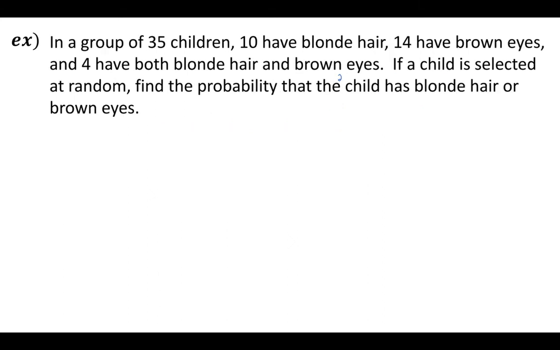All right, next one. In a group of 35 children, 10 have blonde hair, 14 have brown eyes, 4 have both. If a child is selected at random, find the probability the child has blonde hair or brown eyes. So this should be pretty simple. Probability of blonde or brown eyes.